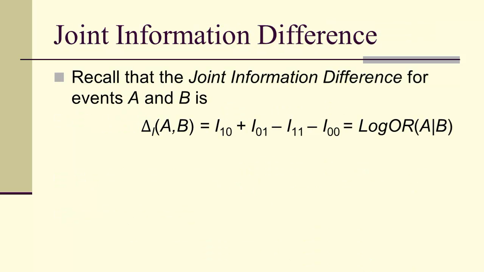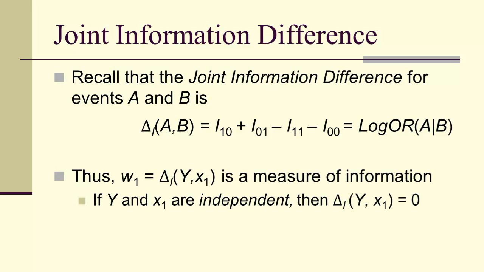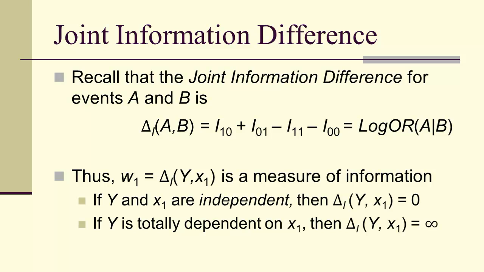Recall that the joint information difference is defined this way, and this W1, in this special case at least, is a measure of information. It's the joint information difference. What does that mean? Well, if y and x1 are independent, then the joint information difference is 0, and x1 is not going to be very useful in predicting what y is going to be. If y is totally dependent on x1, the joint information difference will be infinity, and this will be a fantastic way of predicting the class because of the total dependence.